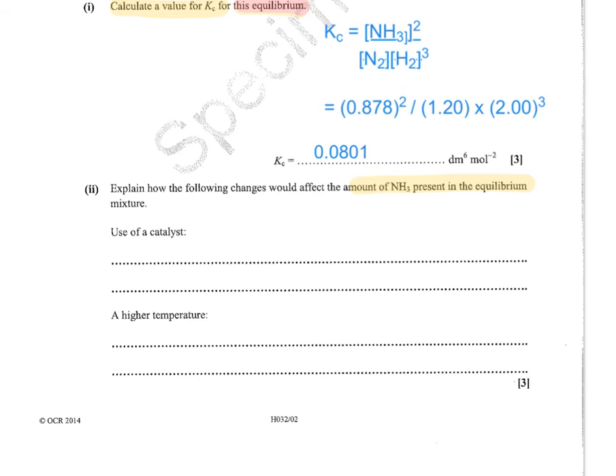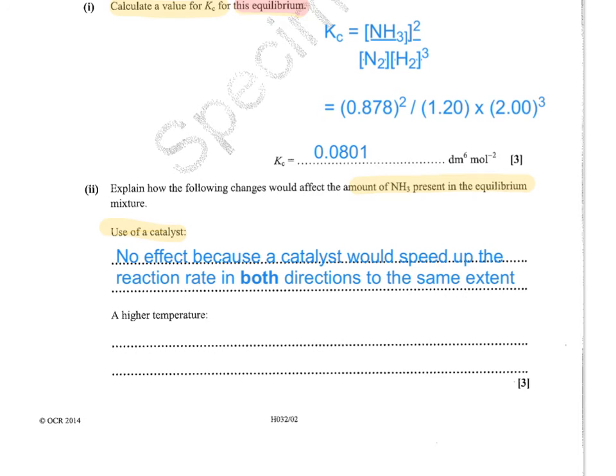So use of a catalyst, well, in equilibria, all a catalyst does is enable equilibrium to be reached more quickly by increasing the reaction rate on both sides. But with a higher temperature, because it's an exothermic reaction in the forward direction, in order to offset the effect of the extra heat that's being added, the more endothermic direction will be favoured. So that means the reverse direction will be favoured, which means there will be less NH3.